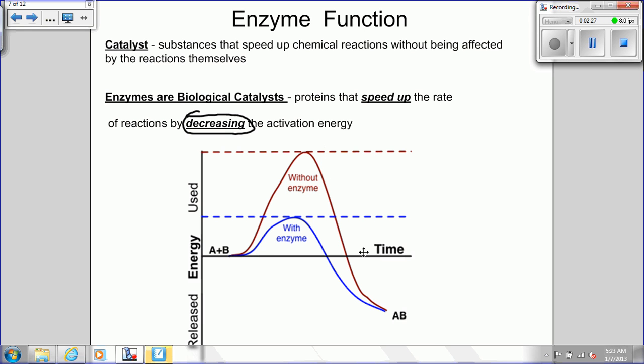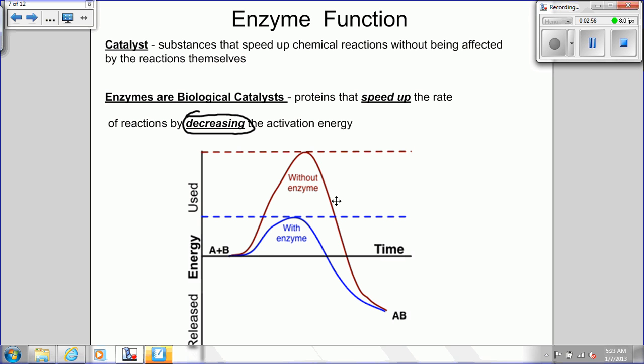So let's take a look at our activation energy graph. Last time I likened an energy graph like this to rolling a rock up a hill. Let's say we've got to get our reactants A and B to the top of this first hill in the red without the enzyme. It's going to take a lot of energy. So this is the energy used. You're taking a lot of energy to go from A and B to the top here in order to get to AB, which is your product.